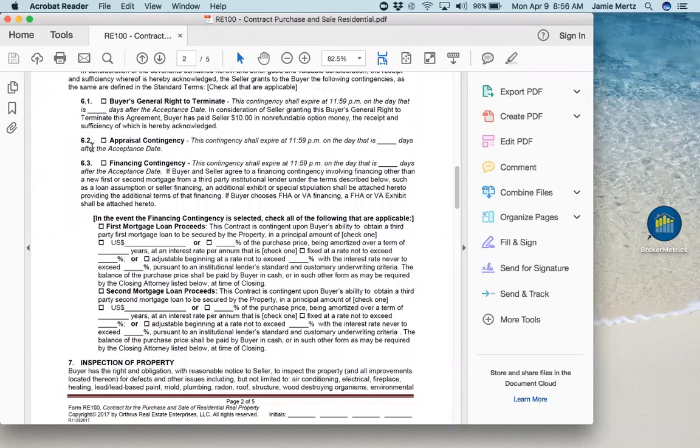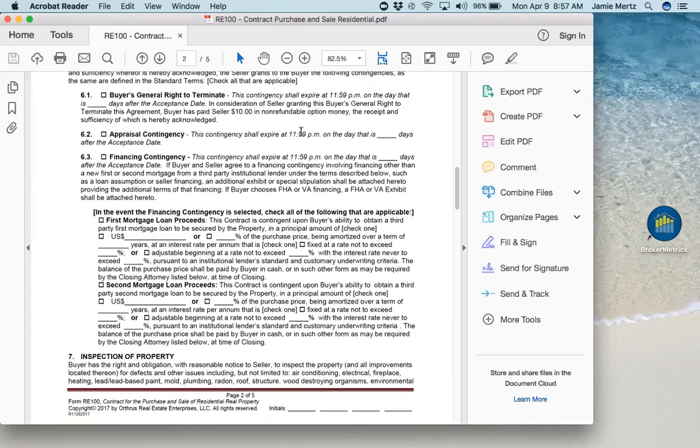Paragraph 6.2 talks about your appraisal contingency. This is the period of time you have for the lender to complete the appraisal and for the property to appraise. Appraisal contingency is usually less than your financing contingency. You're going to be looking at 14, 21, max 24 days in this particular paragraph.